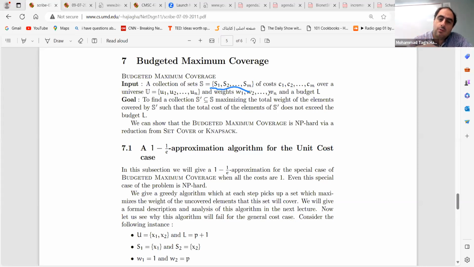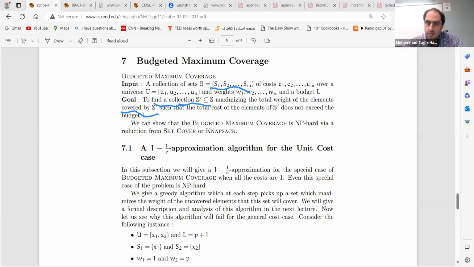So what is the goal? You want to find a collection S prime, which is a subset of S. Again, the same type of output as set cover, to maximize the total weight of the elements covered by S prime, such that the cost of the sets in our collection should be at most our budget L.